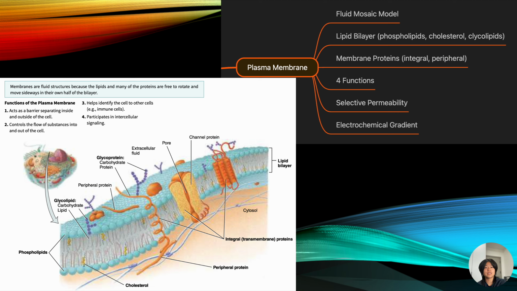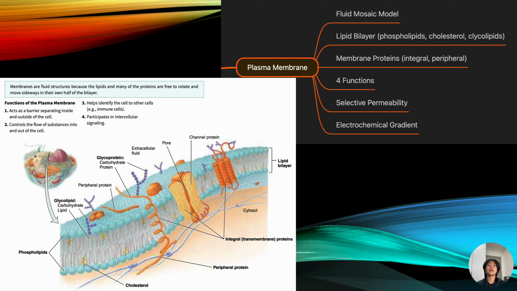There are 4 main functions of the plasma membrane. Firstly, it acts as a barrier that separates the inside and the outside of the cell, as we already mentioned. Secondly, it is able to control the flow of substances into and out of the cell. So it is acting like a gate for whatever comes in. It will check whether this is appropriate for the cell, or whether this is something harmful. So it prevents too many toxic things from going into the cell, and it also controls the concentrations, etc. It also controls what goes out of the cell. So it might expel some waste out of the cell through the plasma membrane.